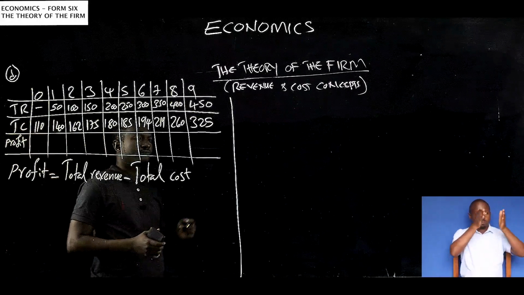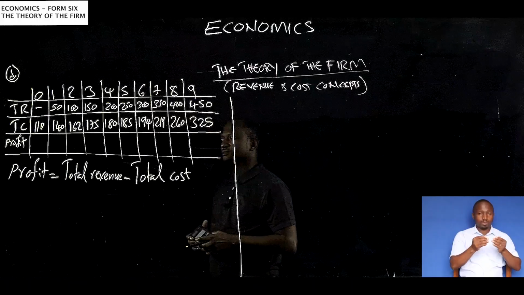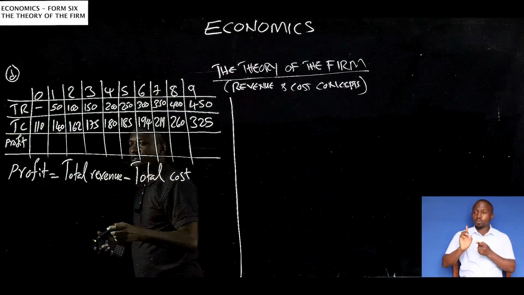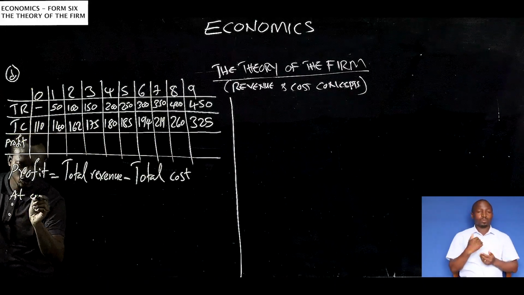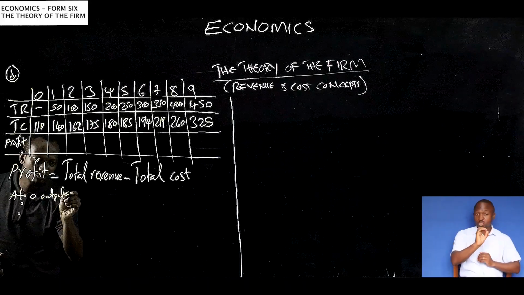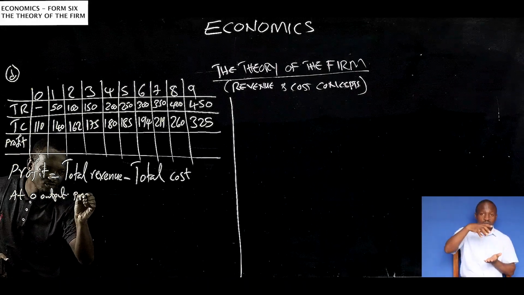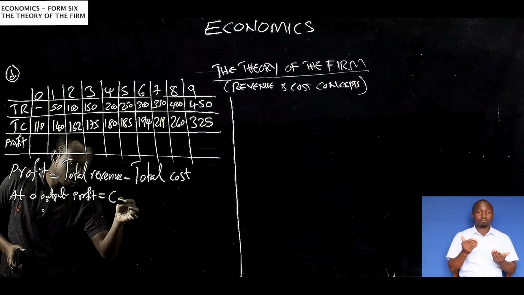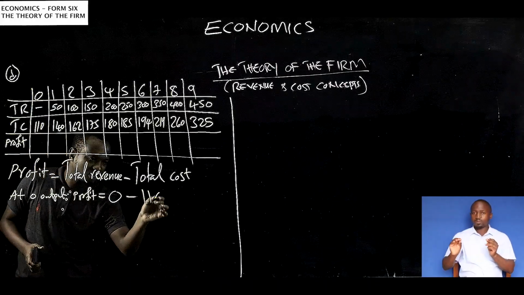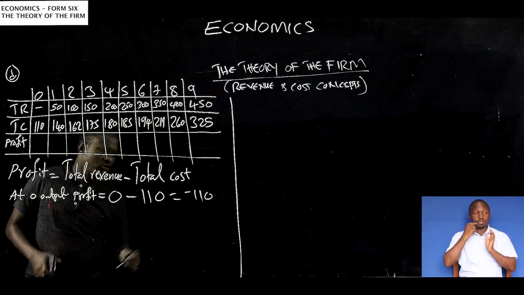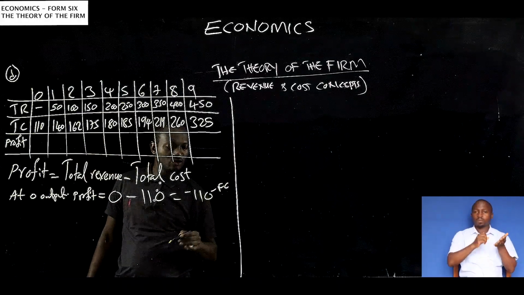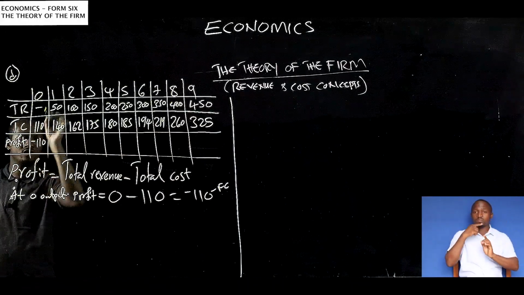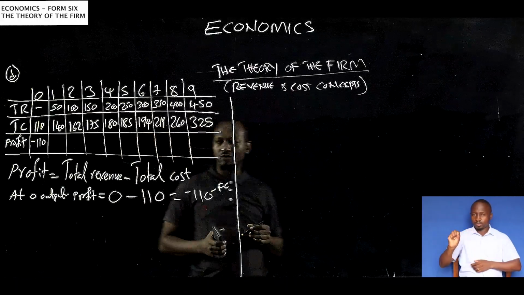At zero output level, there is no total revenue, while we have total cost here. So we can say at zero output, profit is equal to total revenue minus total cost. Here we get loss of fixed cost. The whole fixed cost will be loss of the firm. So here we don't have profit, we have loss. Negative, it means loss at zero.